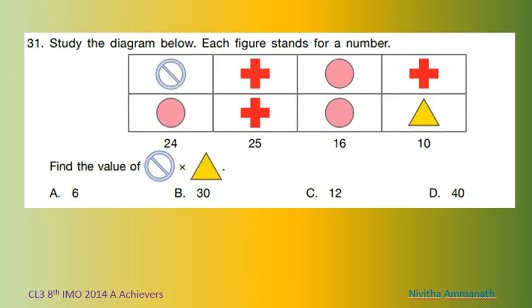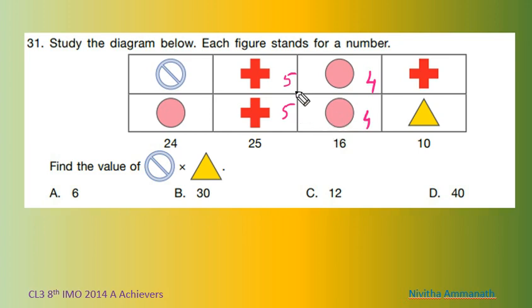Next question. 31st question. Study the diagram below. Each figure stands for a number. Here this is 24, this 25, this 16, this 10. Find the value of this into triangle. So this into this is 25. So 5 into 5 is 25. So this is 5. And this is 16. This into this is 16. That is 4 into 4 is 16. So this is 4.